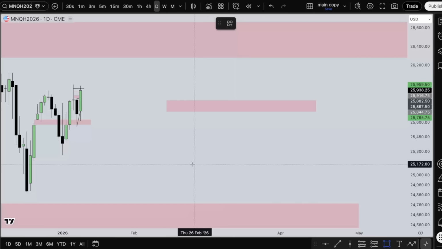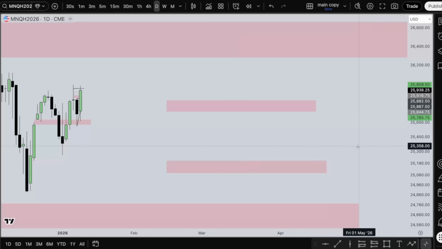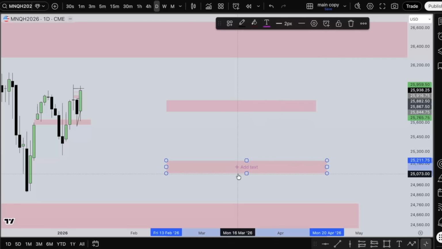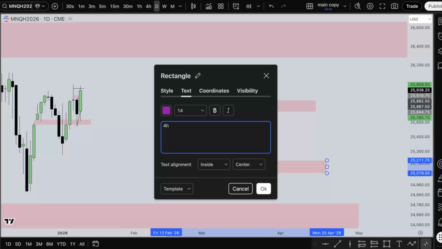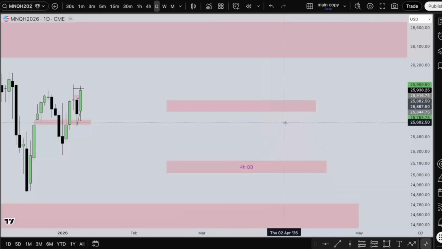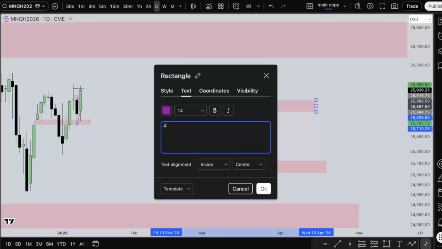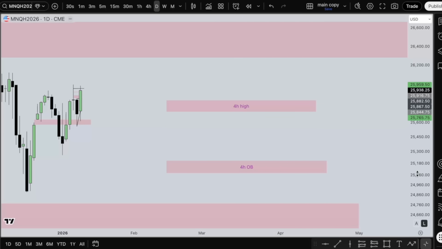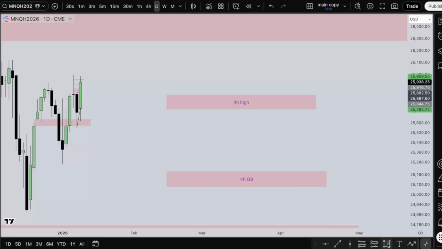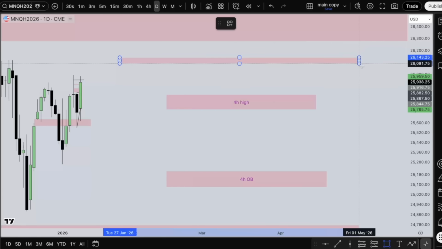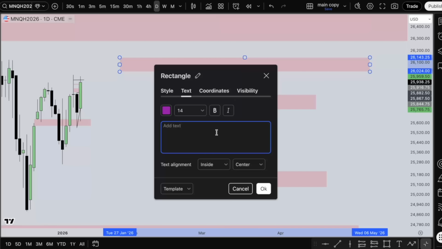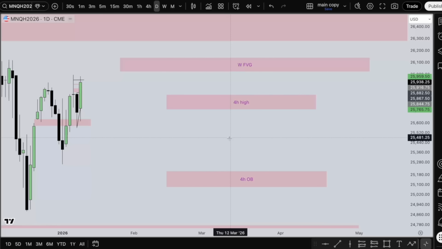Let's say that we have a 4-hour PDA right here. Let's say that this is a 4-hour order block, 4-hour high, and let's say that there's a weekly fair value gap here.